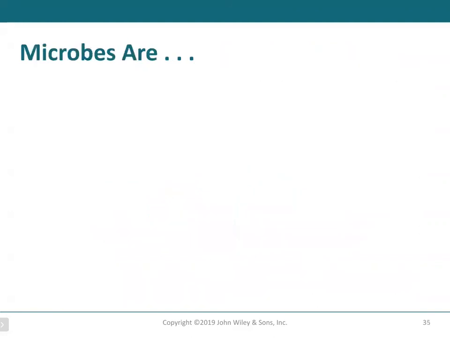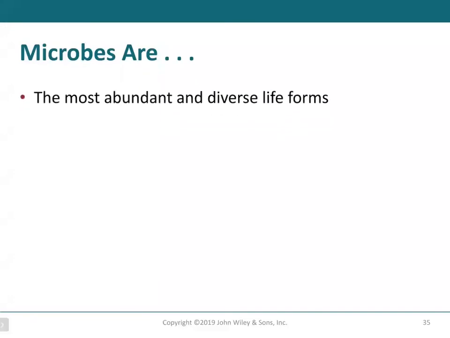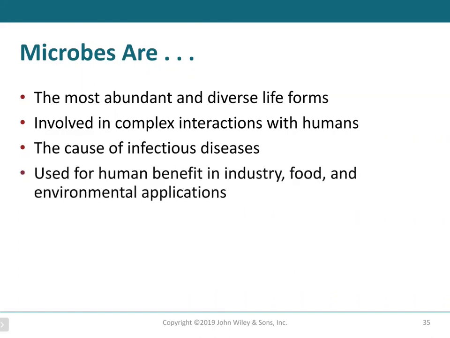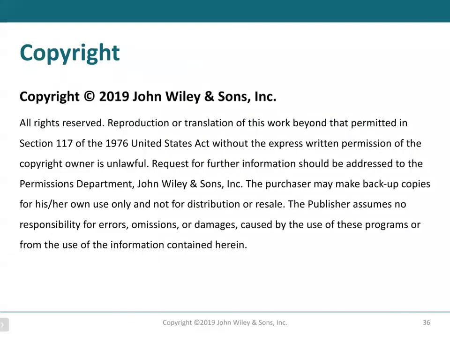So all in all, as a summary of our lectures, the first part as well as this part: microbes are the most abundant and diverse life forms. They are involved in complex interactions with humans, whether good or bad. They can be the cause of infectious diseases, but they can also be used for human benefit in the industry, the food, and environmental applications. So that's it for today.